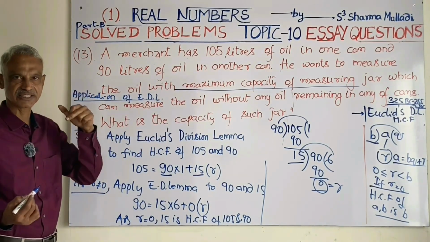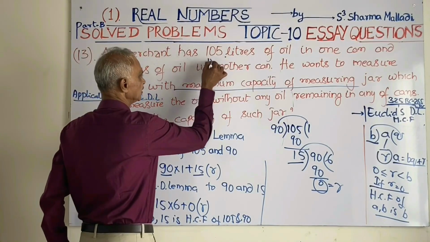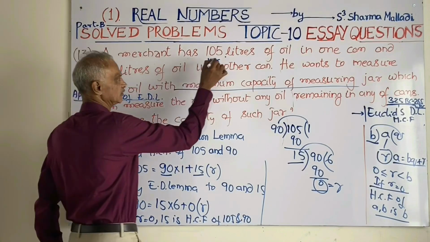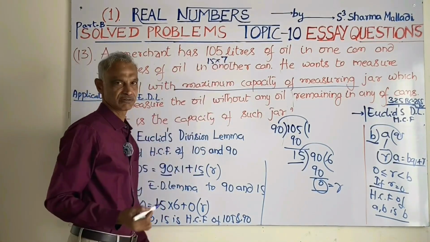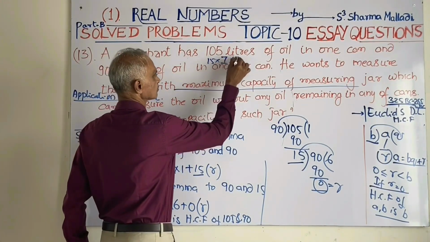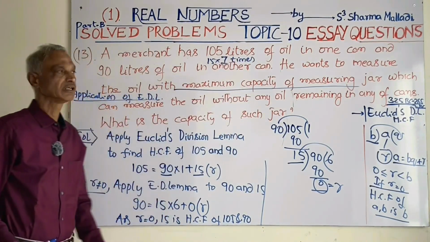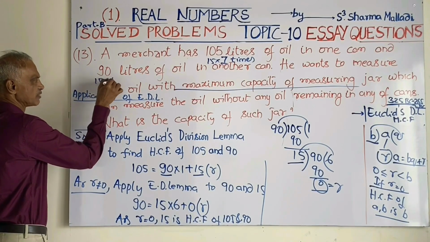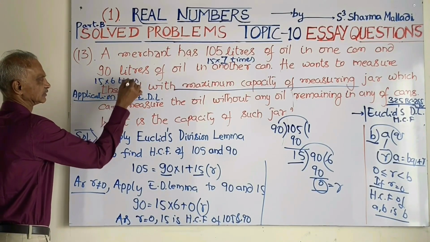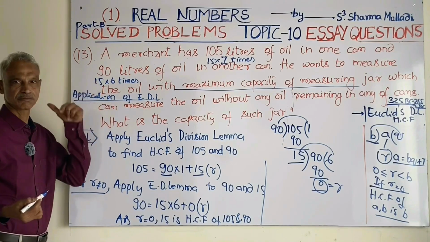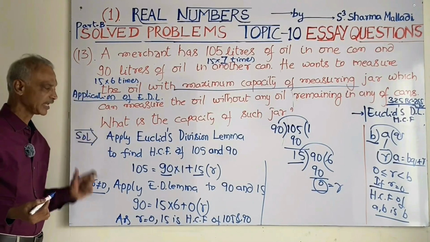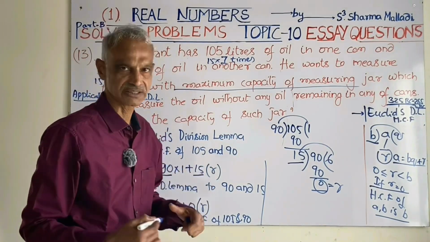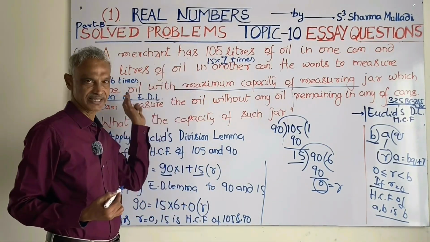With the help of a 15 liters jar, we can measure the oil in the 105 liters can and also the 90 liters can. How many times can we measure the 105 liters can? As 15 sevens are 105, 7 times we can measure the 105 liters can, and the 90 liters can 6 times, because 15 sixes are 90. Like that, a 15 liters jar is required to measure the oil in both the cans.